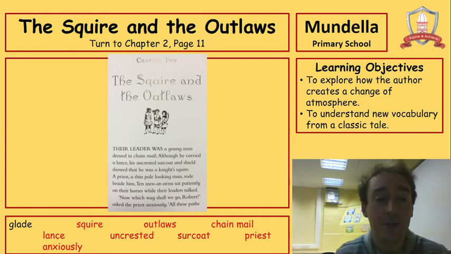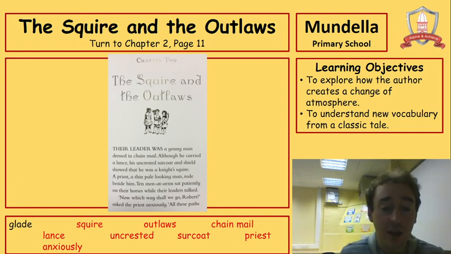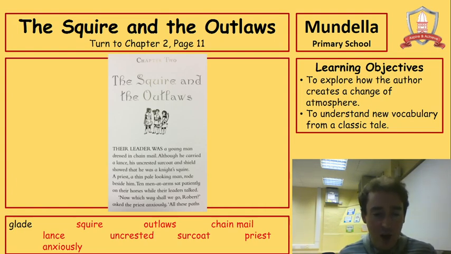Right, the next part of the story, Chapter 2, The Squire and the Outlaws. Their leader was a young man dressed in chain mail. Although he carried a lance, his uncrested surcoat and shield showed that he was a knight's squire. A priest, a thin, pale-looking man, rode beside him. 10 men-at-arms sat patiently on their horses while their leaders talked. "Now which way shall we go, Robert?" asked the priest anxiously. "All these paths."